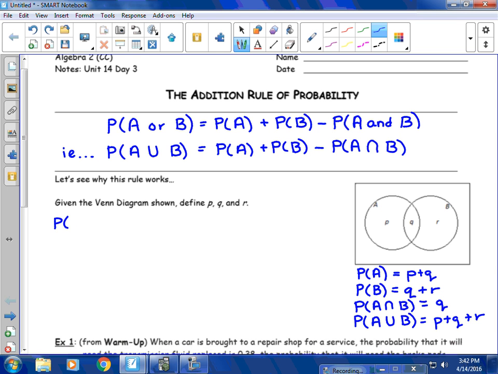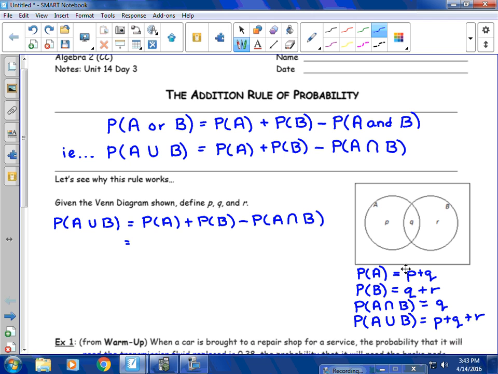I've got the probability of A union B. I'm claiming that equals the probability of A plus the probability of B minus the probability of A intersect B. Now, based off of this Venn diagram I've drawn over here, and all of these values I've already calculated, just knowing stuff about Venn diagrams, we can plug in what we have written here. Probability of A union B, right over here, P plus Q plus R. That's what it should equal.